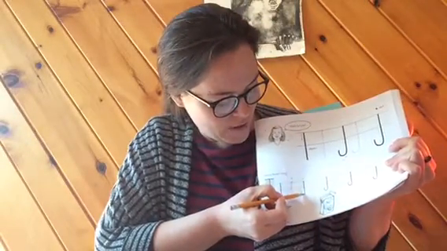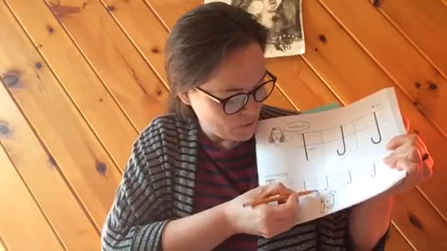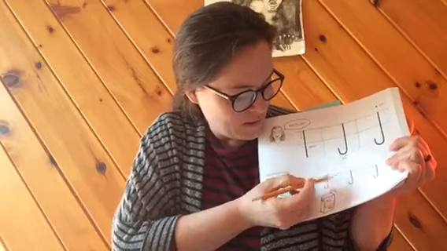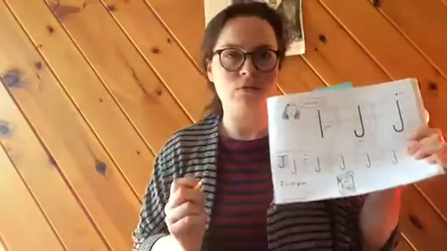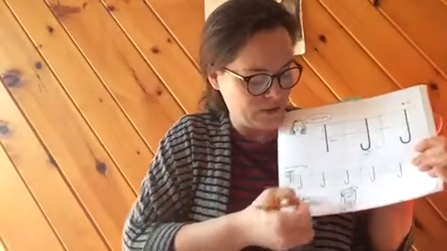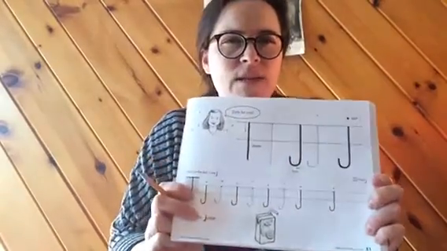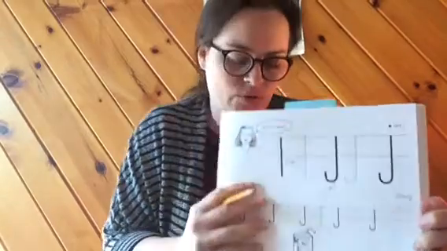Straight falling line with a curve and a dot. Trace it and I write it. And trace it and write it. You can finish out the rest. And then I have my delicious juice. Because that's J. It makes a j sound.